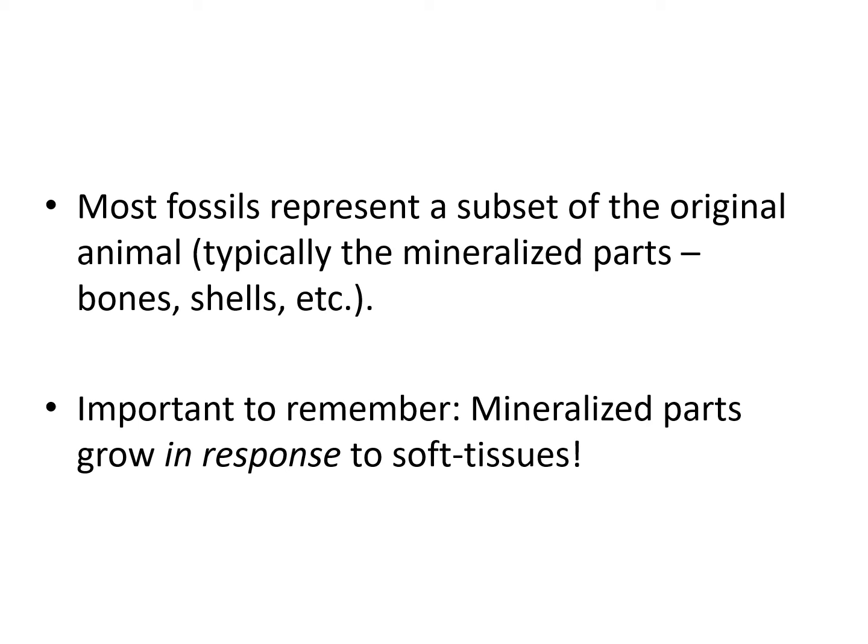Mineralized tissues like bones and teeth grow in response to soft tissues. So when we are all, as humans, gestating in our moms during 9 months, we have a brain before we have a skull. We have a heart before we have a rib cage. So hard parts grow around soft parts to protect them. That's why we have a rib cage and why we have a skull.